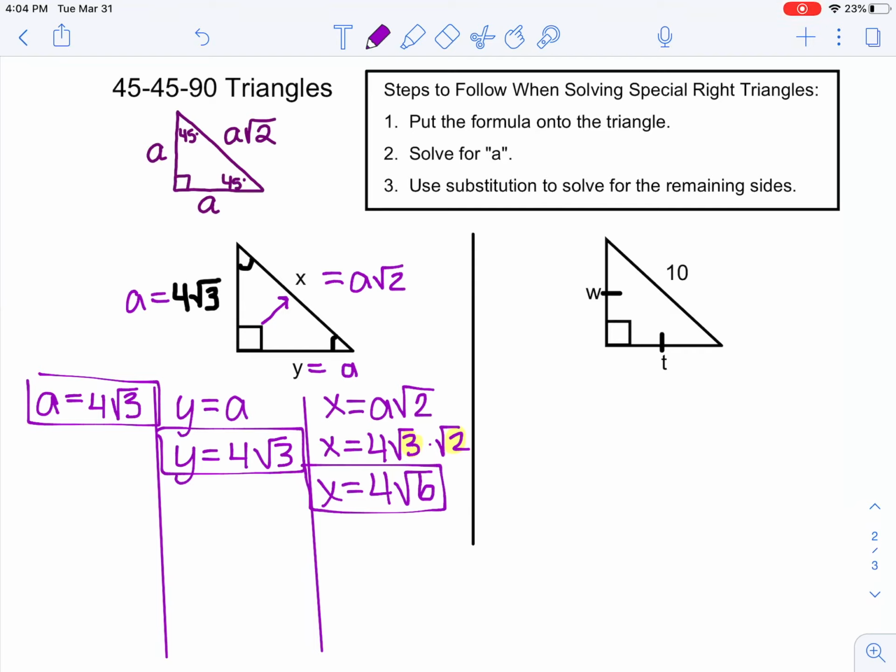Now would be a great time to pause this video and give the second example a try. Then you can check when you are ready.